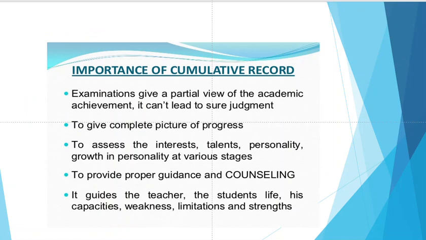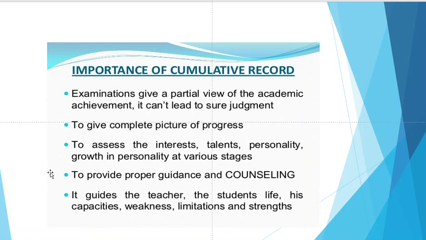Then we come to the next part. What is the importance of cumulative record? The cumulative record gives a complete picture of student progress. It is related to the student's interest, talent, personality and growth of personality at various stages. It provides proper guidance and counseling. Whenever I have complete information about the student and the student needs any type of guidance or vocational guidance, I have the information. On the basis of this information, I provide guidance to my pupil. So these are some of the importance.